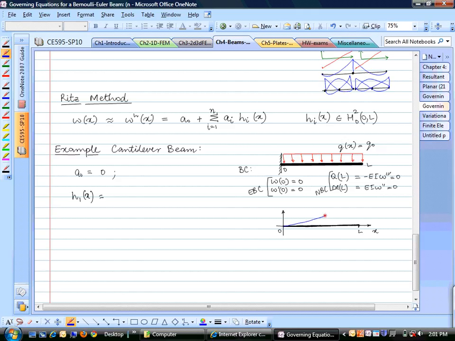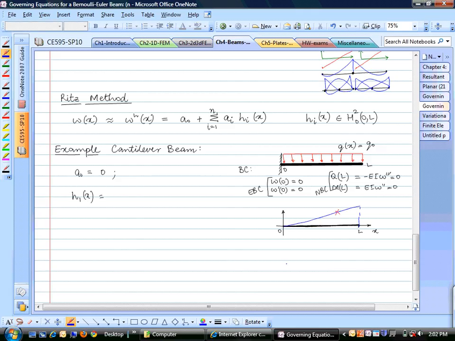Can I choose something like this? Linear. Does it satisfy the essential boundary conditions? That's the whole question, right? The H functions that I choose need to satisfy the essential boundary conditions. So it does satisfy the W is equal to zero at this point, but since it is a linear function, its derivative is not zero. Right, so you cannot choose this linear function. Any function H that you choose must satisfy all the essential boundary conditions. So you cannot choose this linear function.